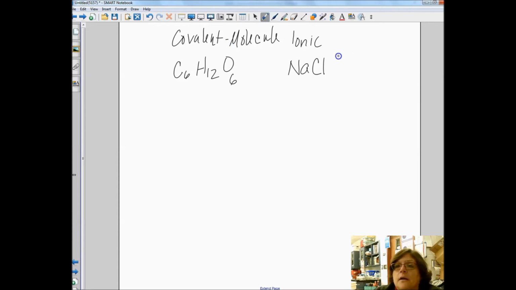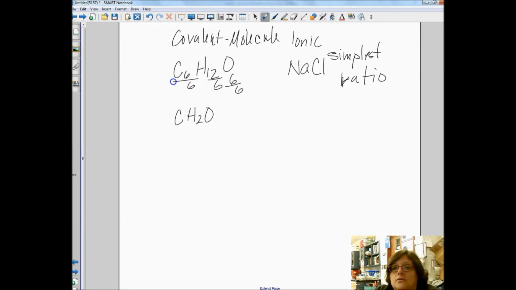So, ionic compounds are already in their simplified form. Okay, their simplest ratio. These are called empirical formulas. That's the definition of empirical formula. Covalent compounds, because it's a molecule, you can't simplify it. If you did, you're going to get what we call the empirical formula. The empirical formula for glucose would be CH2O, because we can divide all of those by 6.